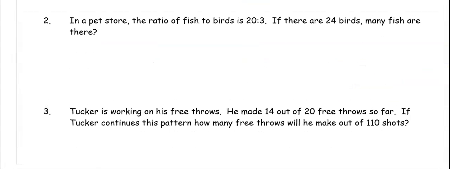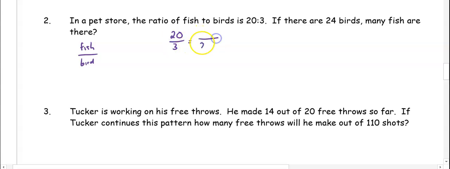In number 2, in a pet shop, the ratio of fish to birds is 20 to 3. If there are 24 birds, how many fish are there? So we are comparing what we know here. So we are comparing fish to bird. So for every 20 fish, there are 3 birds. If we know that there are 24 birds, we want to know how many fish there are.